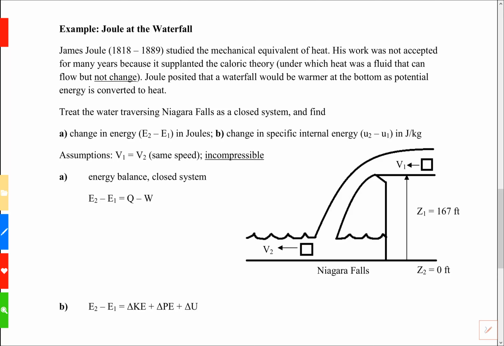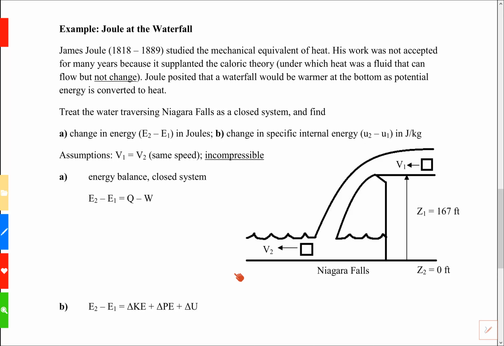We're going to treat the water traversing Niagara Falls as a closed system, and we're going to find the change in energy, E2 minus E1 in joules, and we're going to find the change in specific internal energy, little u2 minus little u1 in joules per kilogram.